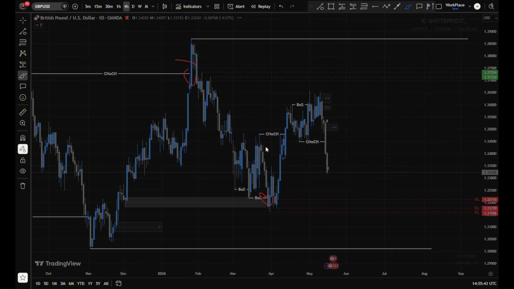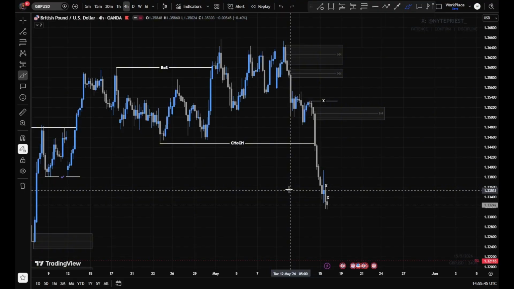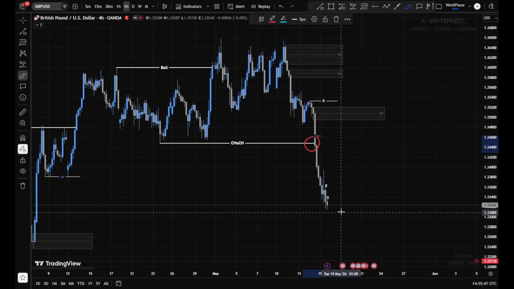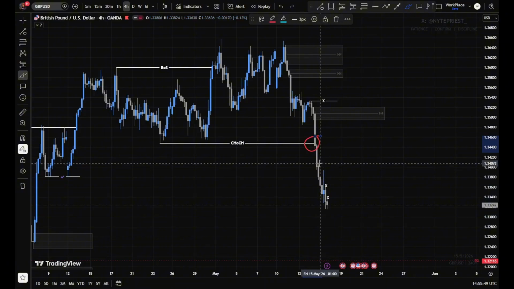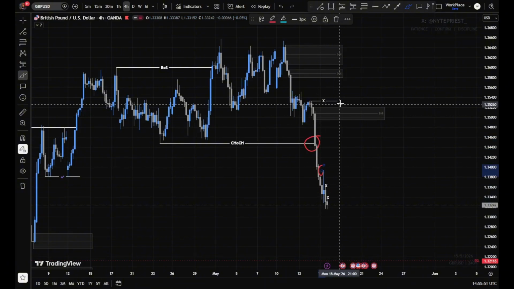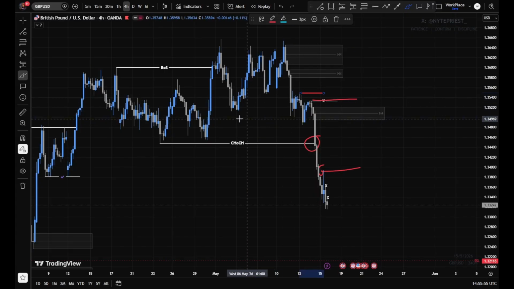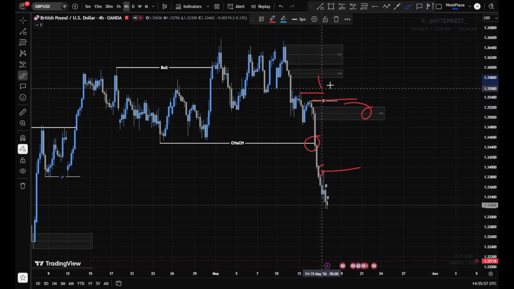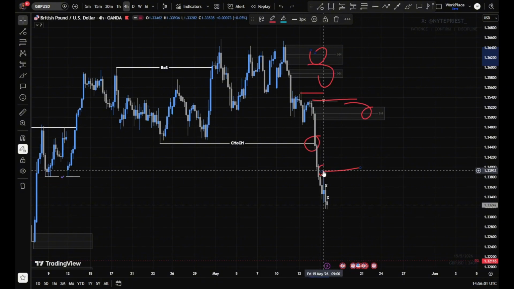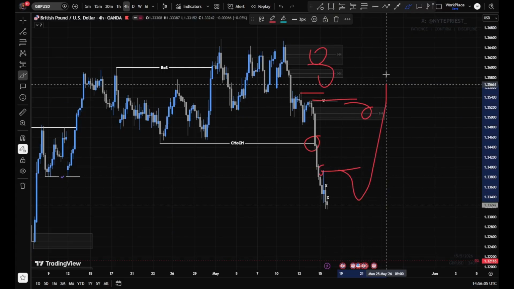So on the H4 time frame, we're having this change of character. This is our high. Liquidity high number one, liquidity high number two, liquidity high number three. So we'll be looking to sell on these zones. Okay. If price breaks this high, then we look to buy to these zones.